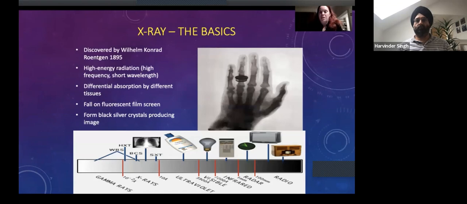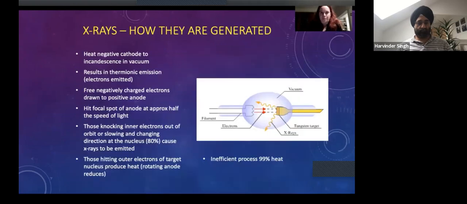X-rays are the commonest used imaging modality in orthopedics. They were discovered by Wilhelm Röntgen in 1895. They're a form of high energy radiation on the electromagnetic spectrum. When an X-ray is produced, it passes through the body's tissues to a different amount depending on the tissue, and this is what's utilised to produce the image.